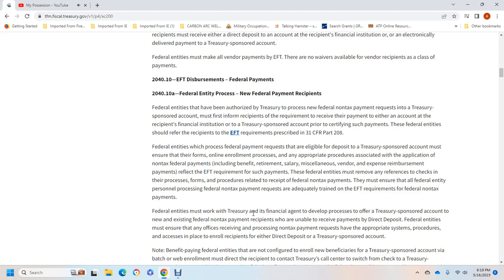They must ensure that all federal entity forms for the receipt of federal non-tax payments reflect the identical terms of the electronic funds transfer requirements. Federal entities must work with the Treasury Financial Management Service to develop other Treasury-sponsored account options for new and existing federal non-tax payments.